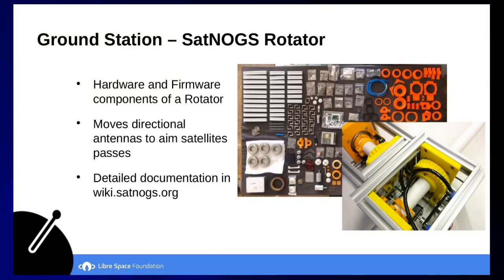On the hardware aspect of a ground station, we have the SatNOGS rotator, which includes the hardware and the firmware of the rotator. The job it does is to move the directional antennas to follow the satellite when there's a pass. And there is very detailed documentation in our wiki for the components that someone will need to build and instructions on how to build the rotator. Of course, the hardware and firmware are open source.